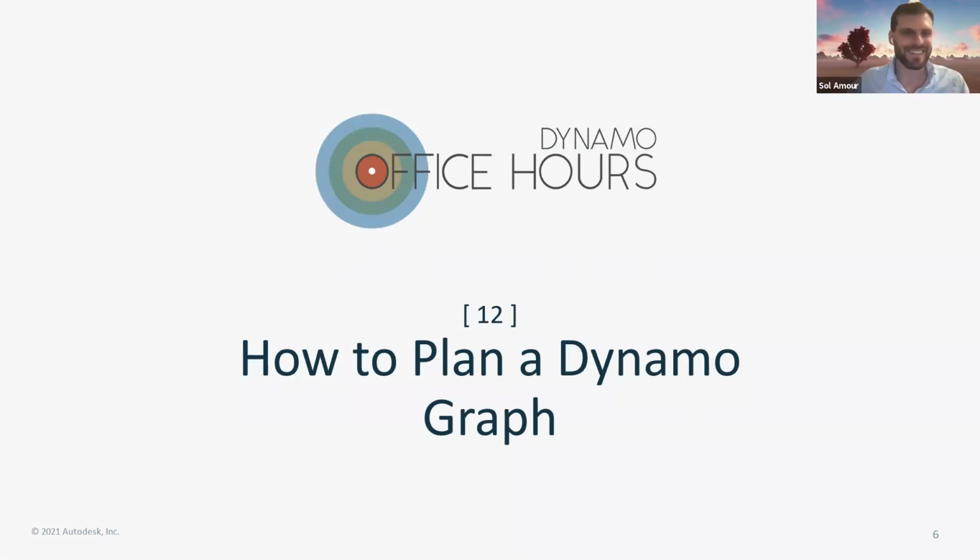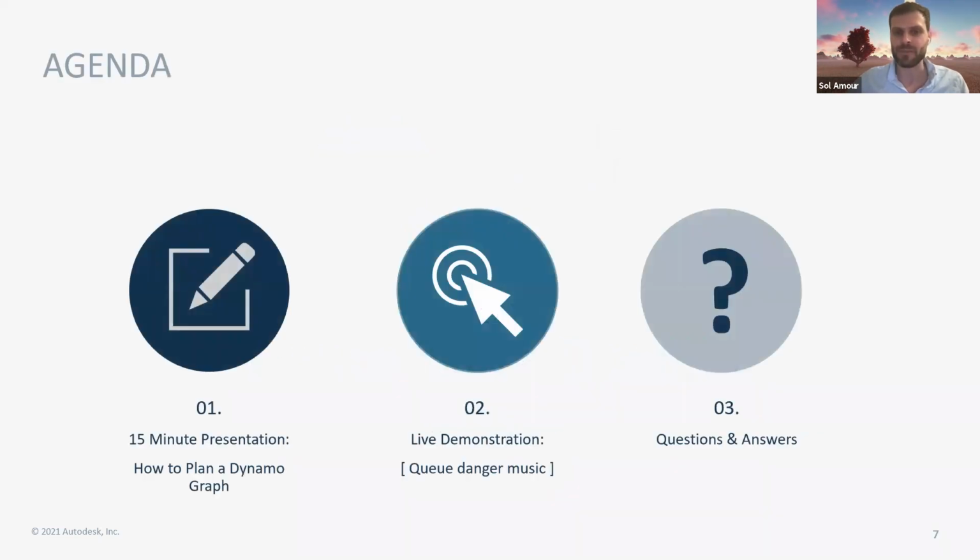All right, so welcome everyone. Today is the 12th installation in our Dynamo Office Hours series. If you're joining for the first time, please do go and check out some of the previous things that we discussed. We have some really awesome talking points in the previous 11. Today we're going to talk about how to plan a Dynamo graph. We're going to do a 15 to 20-minute presentation. We've got a lot of slides for this one, so it might be a little bit longer. Then we'll do a live demonstration before we jump into a Q&A at the end. Do feel free to put your questions in the chat throughout the entirety of the series.